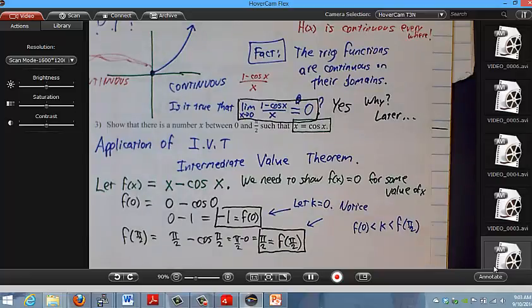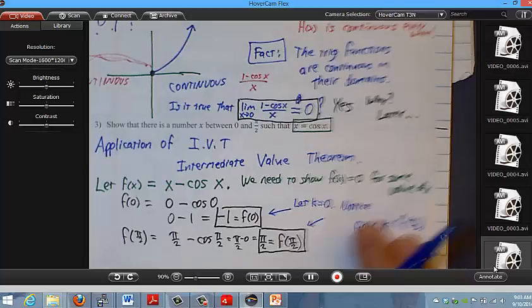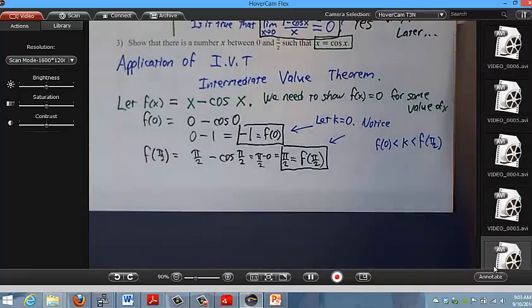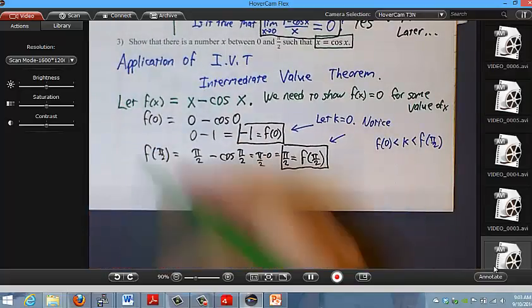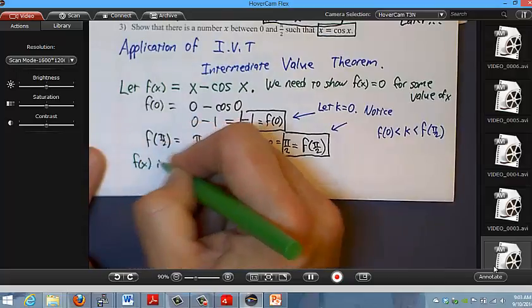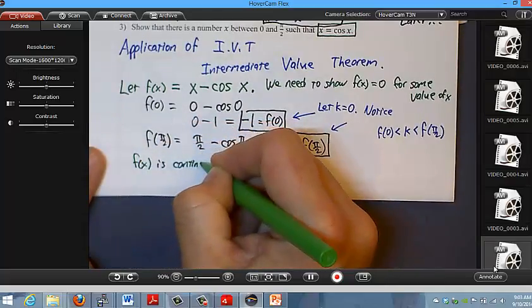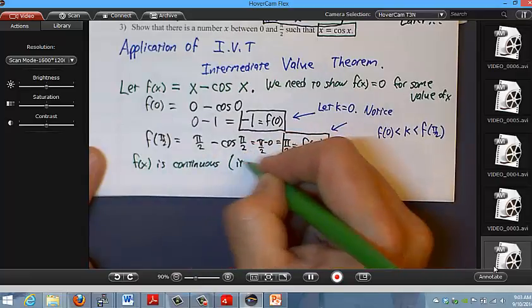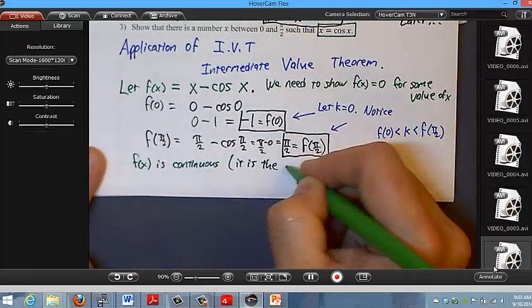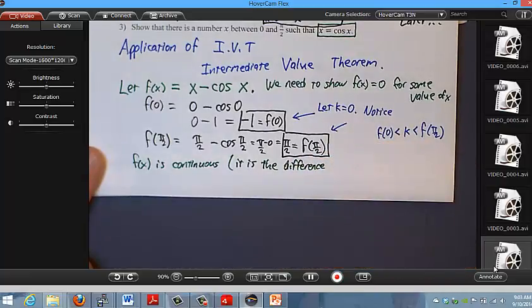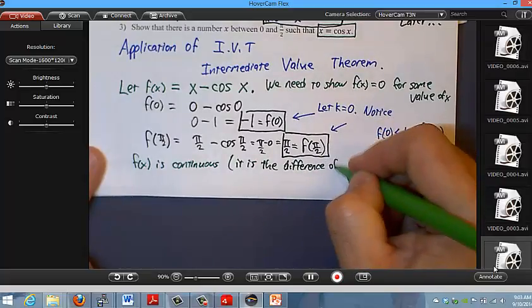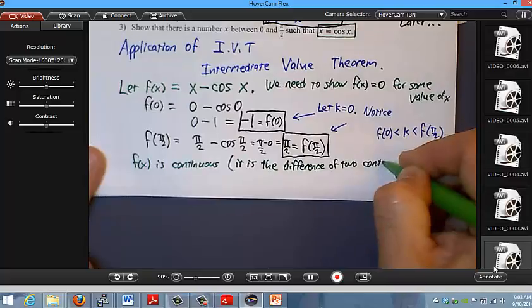For the intermediate value theorem to work, you need to know one more thing. Do we have that? Do we know that f of x is continuous? I'd like to say that. Can I say that? f of x is continuous. How do I know? The word, I guess, is difference. What does that mean? The difference: we subtracted two continuous functions.